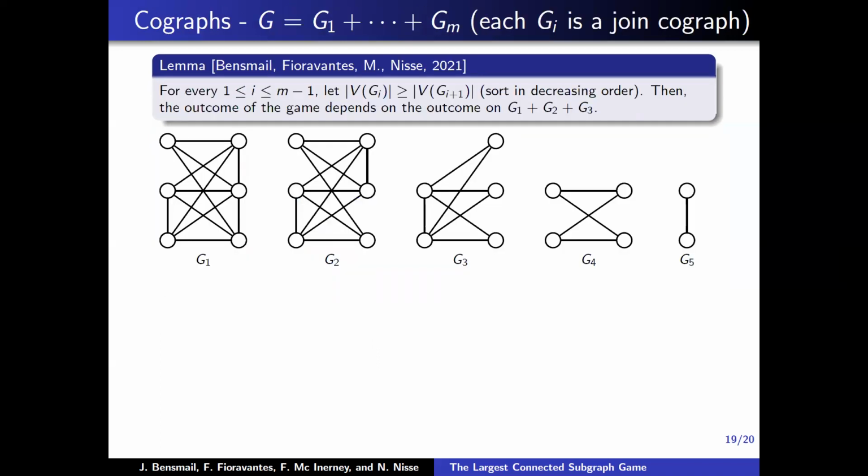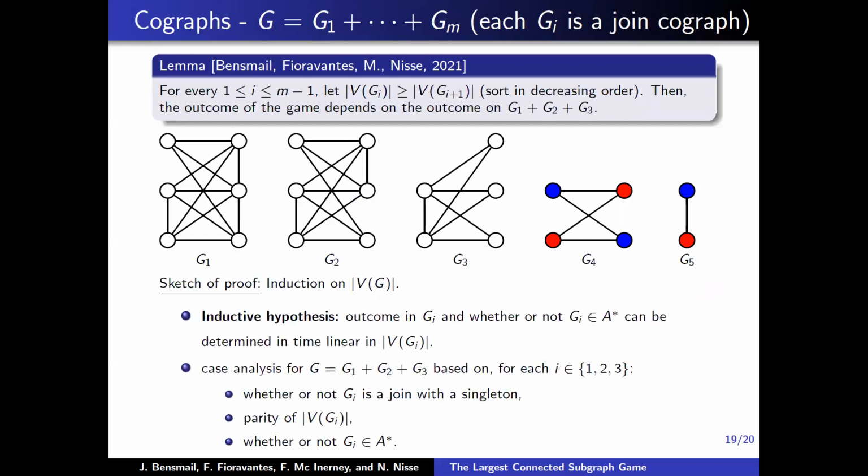So now we deal with the other case where G is the disjoint union of multiple join cographs. And what we do is that we sort them in decreasing order in terms of number of vertices. And then the outcome of the game actually only depends on the biggest ones, the three biggest ones in terms of number of vertices. To see why this is true, it is simply that Alice and Bob can both employ pairing strategies on the smaller ones. And since Alice can always score at least half the vertices in any of the cographs, these are of no consequence in the big scheme of things. So essentially you can just get rid of them and look at the biggest cographs, the three biggest ones in particular.